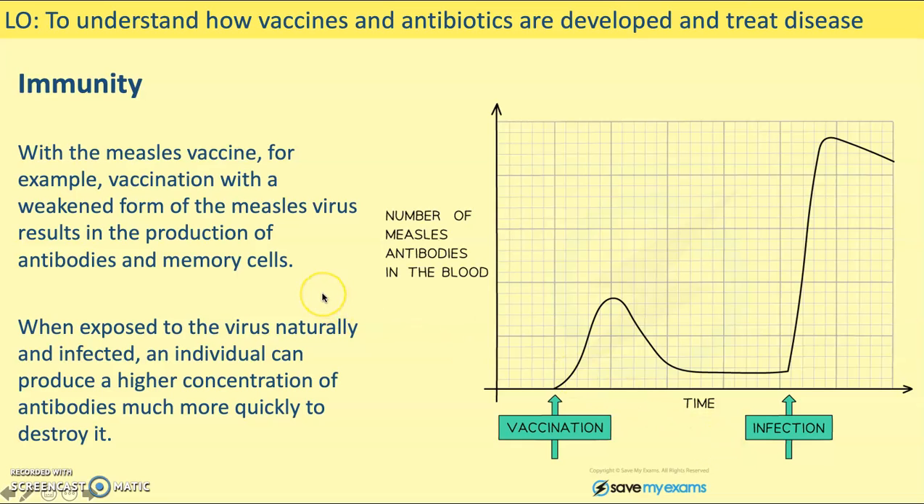So the measles vaccine is a vaccination with a weakened form of the measles virus, and it results in the production of antibodies and also memory cells. We can see on this graph here that the number of measles antibodies in the blood increases after we have the vaccination. Over time, the number of antibodies does decrease again, but then when we are infected with the pathogen, this is the second time that our body will encounter that pathogen. So it can very, very quickly produce a higher number of measles antibodies, meaning that the measles virus can be fought off very quickly.